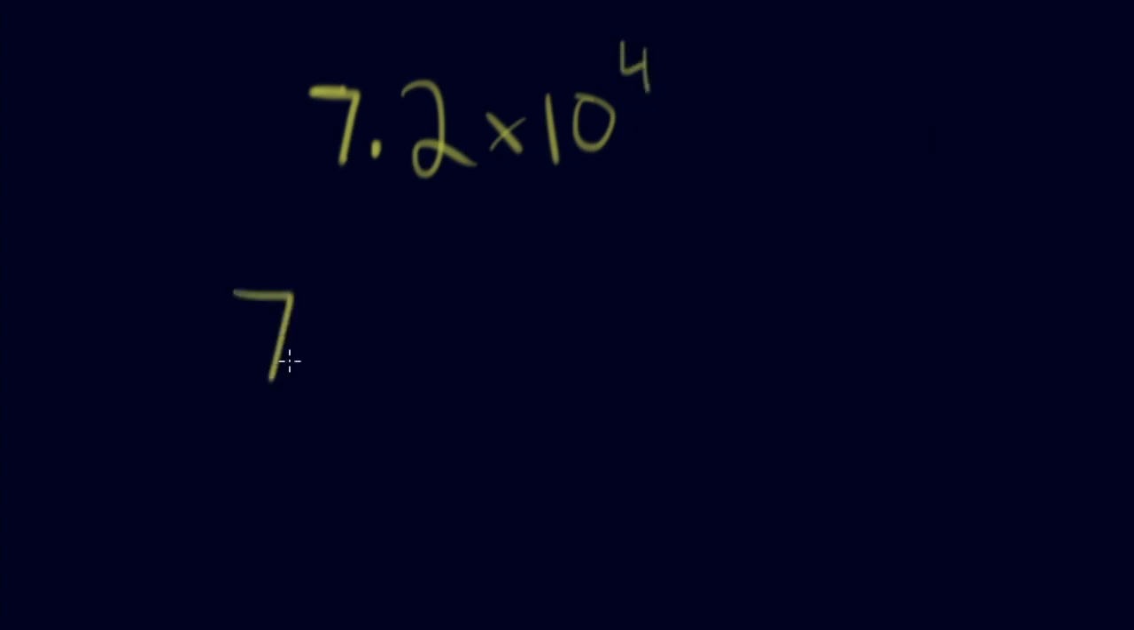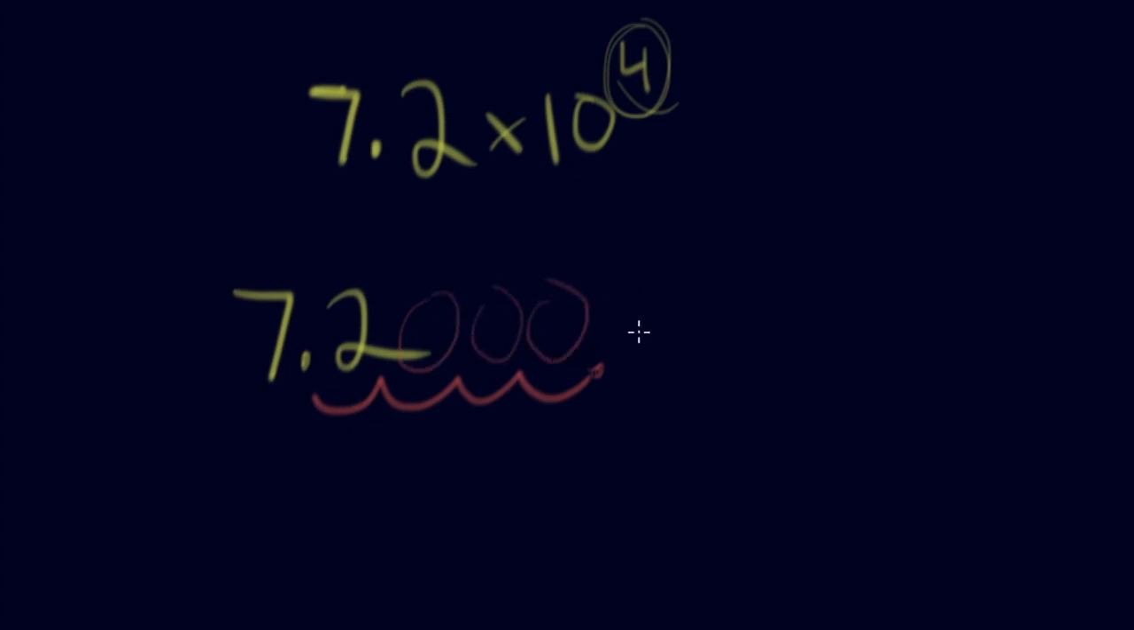Okay, so I need to take that 7.2. And I'm going to first ask myself, is this going to be a big number or a small number? Well, it's a positive exponent, right? So I'm thinking it's going to be a big number. Because this really means 7.2 times 10 times 10 times 10 times 10. So I'm going to move my decimal 4 places to the right. 1, 2, 3, 4. And I'm going to fill these in with zeros. So if I had to expand this, my answer would be 72,000.